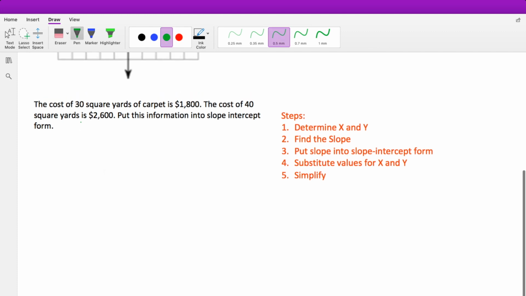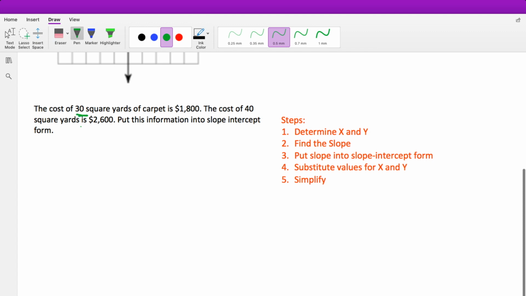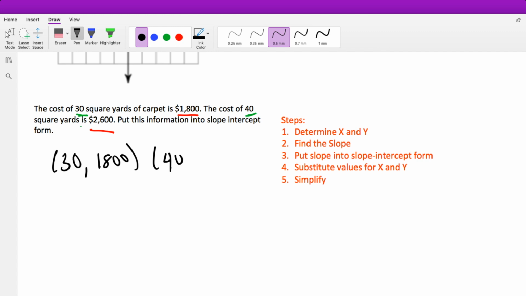Let's just say the amount of square yards, so in this case it would be 30 and 40, these are going to be our x's, and then let's say the prices are going to be our y's. So we have 30, 1,800. And then our second one, what do you think it's going to be? Simply 40 and 2,600. All right, so now that we've determined an x and a y, we can cross that off our list.